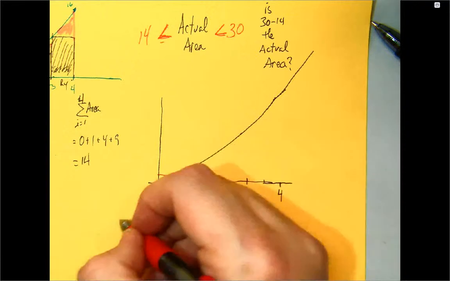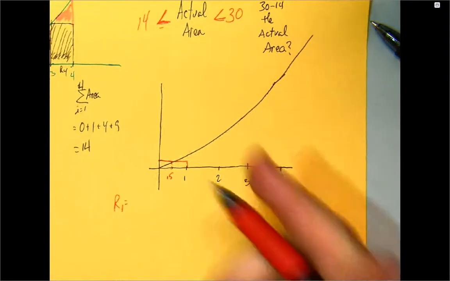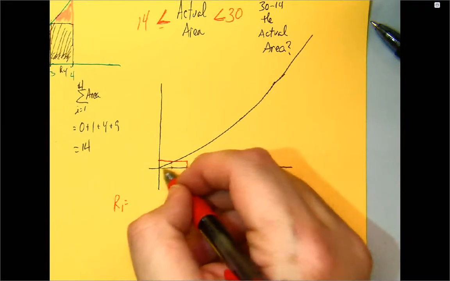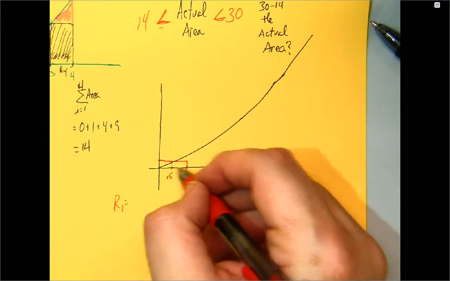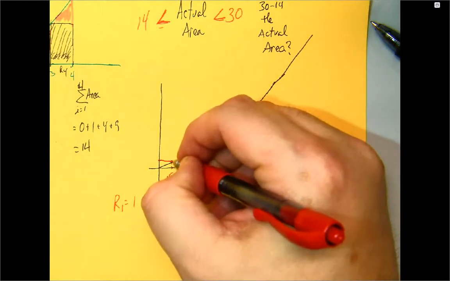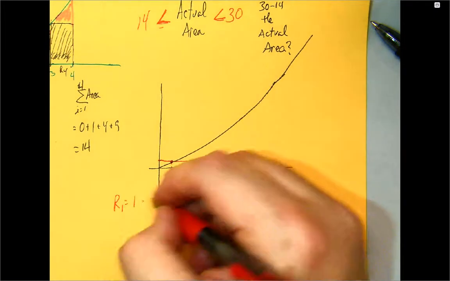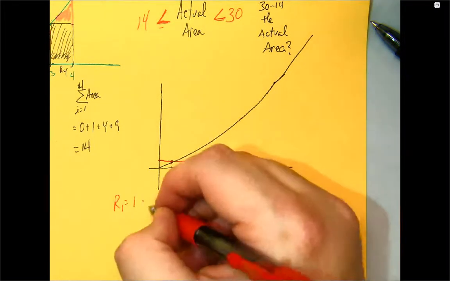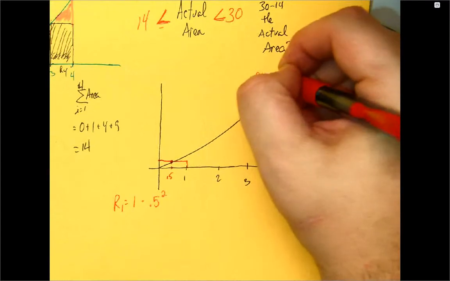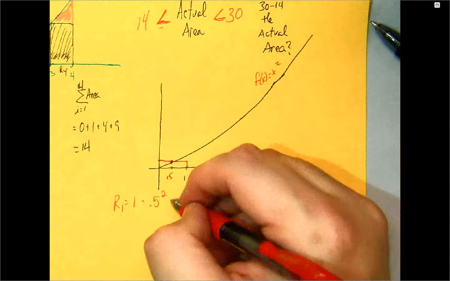What's the width? What's the width from here to here? 1. Now, I need to know what this value is. It's not 0.5. It's 0.5 squared, because remember, this is f of x, which is equal to x squared. Now, 5 times 5 is 25. So this would be 0.25.